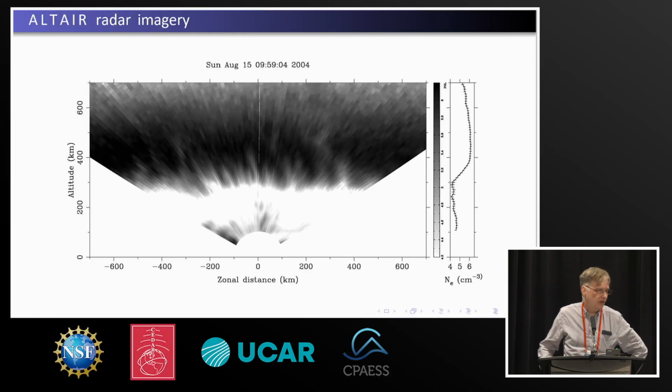This is what spread F looks like from the point of view of the Altair incoherent scatter radar. It's a really vivid picture of what these plasma depletions look like. And you get a sense of sort of the scale, tens to hundreds of kilometers. These plumes, these depletion plumes, penetrate upward several hundred kilometers into the top side. And you get a sense for the physical scale. This is really what we're talking about. Different instruments reveal them in different ways, but this is really the scales that we're talking about.